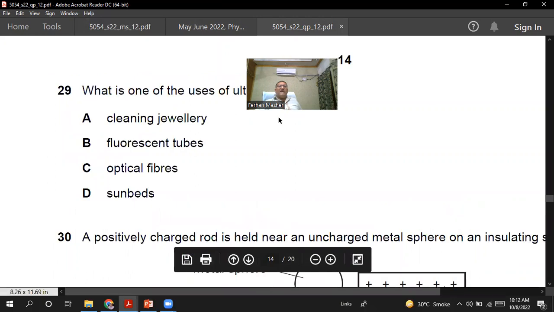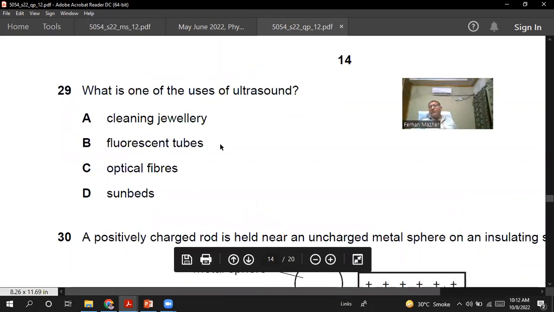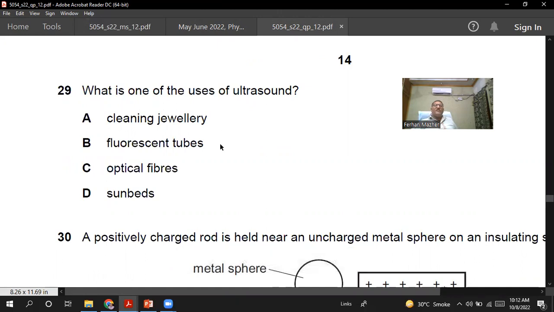Okay, so the next question is question number 29. What is one of the uses of ultrasound? The ultrasounds can be used for prenatal scanning. The ultrasounds are used to find out the depth of the seabed. The ultrasound is also used to clean jewelry. He says cleaning the jewelry. Yes, the ultrasound is used for cleaning the jewelry.